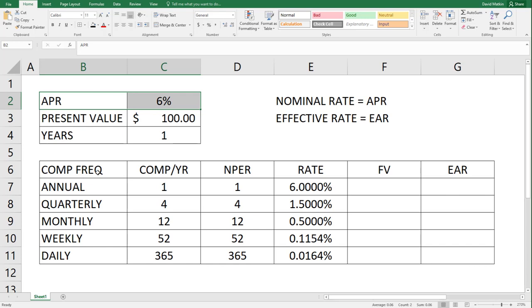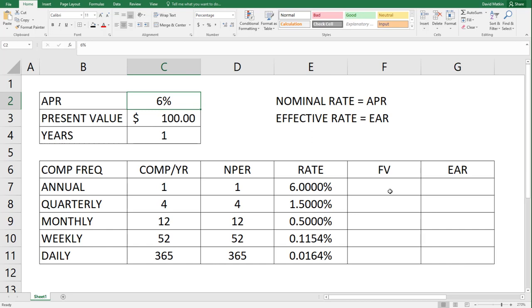So what I have down here in this table is information. We'll look at this with the same 6%, $100, and over 1 year. We will look at a compounding frequency of 1 year, or of 4 quarters, which is the same as 1 year. Also 12 months, or 52 weeks, or 365 days. All right, so this is the compounding frequency per year, and therefore the total number of compounding periods that the interest rate gets applied. And the interest rate we're using is the APR here.